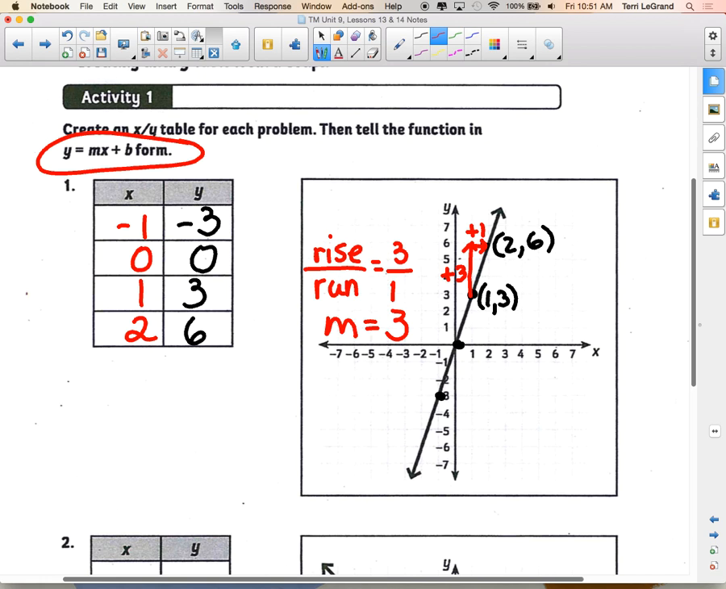Y-intercept, what does that mean? Get out your signals, come on. Seriously, I'm not just going to keep dishing out information and you not remember it.